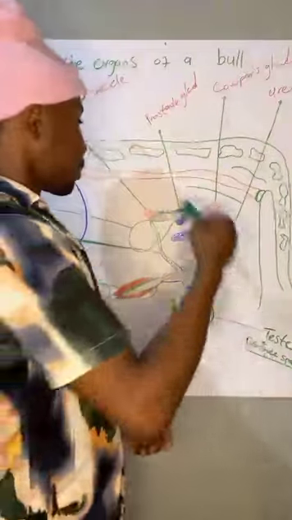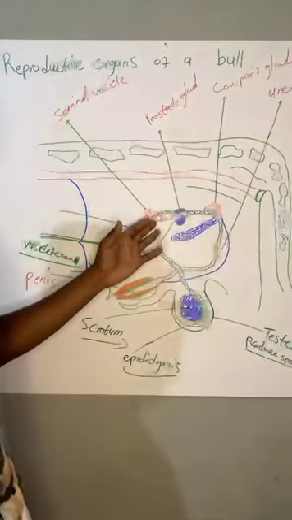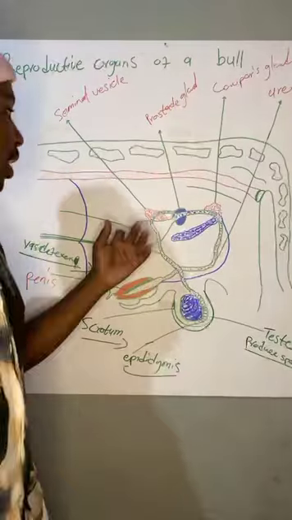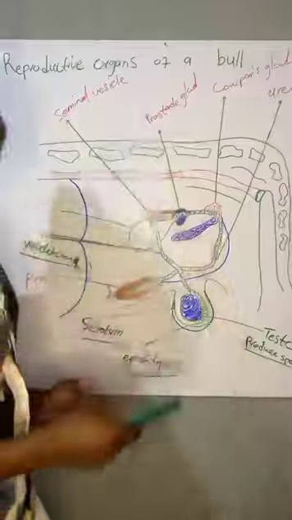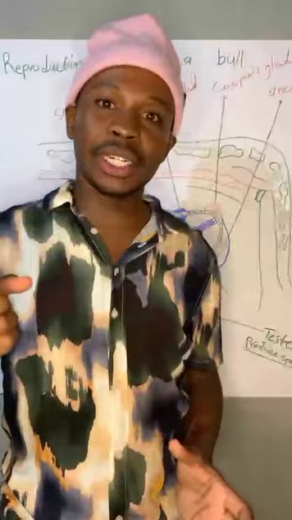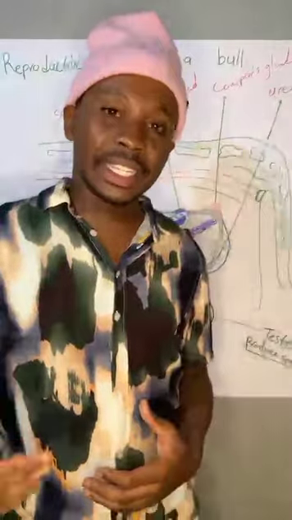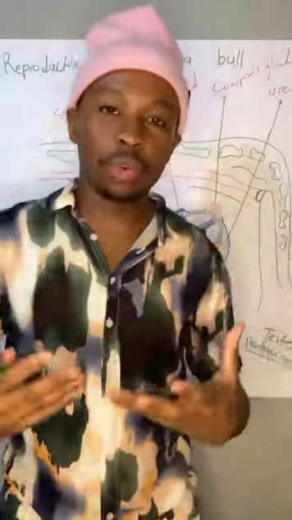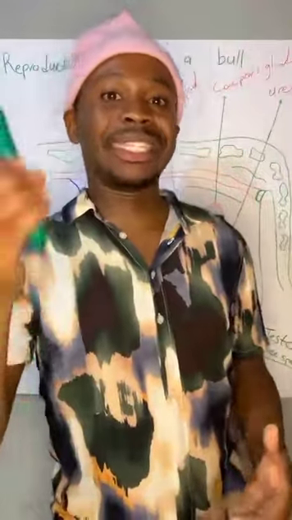Another thing we have is the seminal vesicle. This one is like a leaf, as you can see, it's drawn here. The seminal vesicles secrete the fluid that nourishes the sperm and gives energy to the sperm. Remember, the sperm must move, so in order for the sperm to move, there are certain fluids that are secreted by the accessory glands.